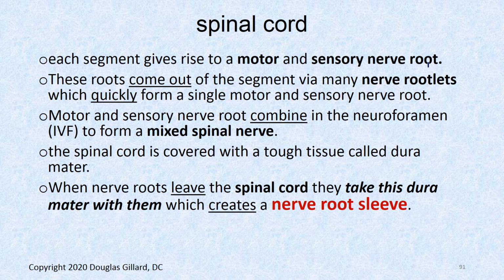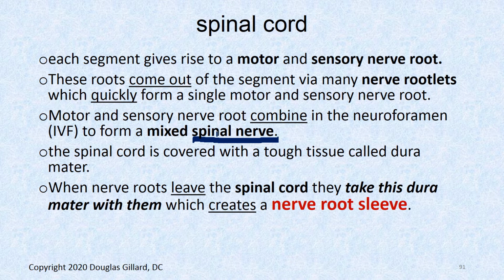The motor and sensory nerve roots, I think I've talked about this before, usually combine within the neural foramen, or the intervertebral foramen, to form one single nerve. That's a mixed nerve, and we call that the spinal nerve. Did I not say that? Oh yeah, a mixed spinal nerve. Let me make a note of that.